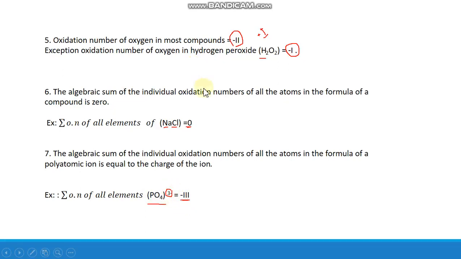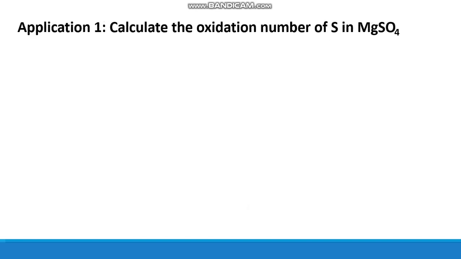The last rule in assigning the oxidation number says that the oxidation number of other elements is designated by X. For example, if you come across an element other than the mentioned, just designate it by X instead of writing the oxidation number, because it's unknown. So write X. Let's start with the first application.